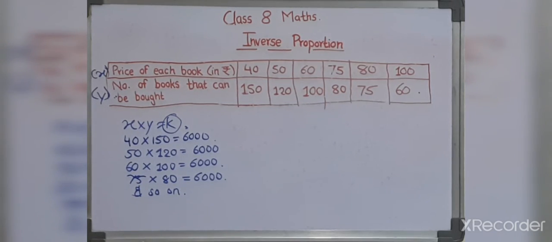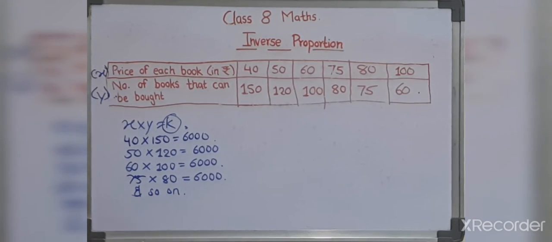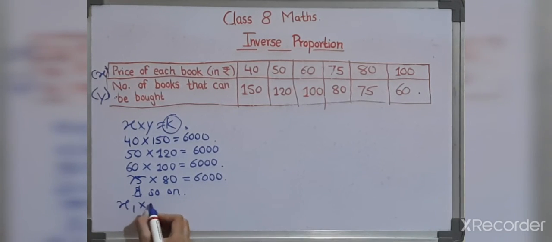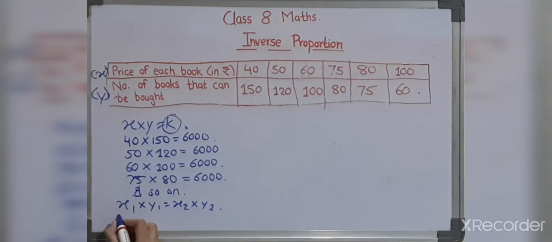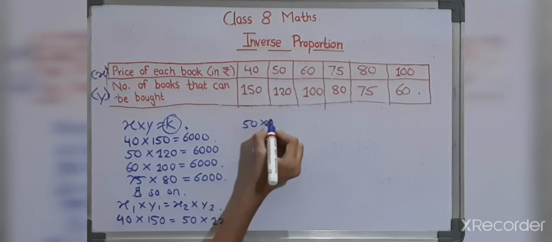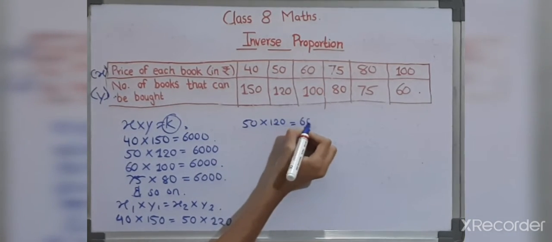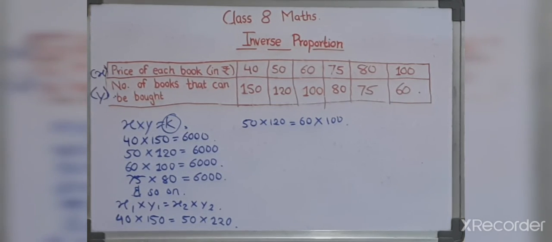Now, if we are dealing with quantities which are related inversely, then the rule which is used is x1 into y1 is equal to x2 into y2. So in the above example, 40 into 150 is equal to 50 into 120. Then 50 into 120 is equal to 60 into 100. So all these are in the inverse proportion. I hope that you understood this concept.